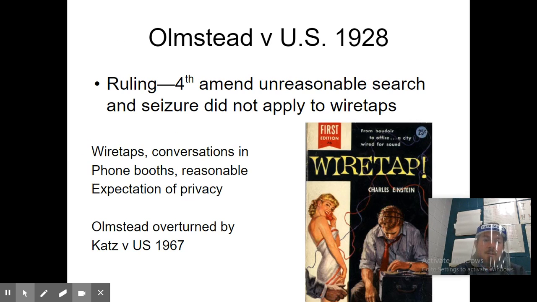Okay, Olmstead versus U.S. This ruling ends up getting overturned later on by another court case in the 60s. But during the 20s, there was something called McCarthyism. That's where we were really scared of communism and scared of people being communist. So the court made a ruling saying that the Fourth Amendment protection against unreasonable search and seizure did not apply to wiretaps. So people could listen to what people were saying on the phone, and that was considered okay by this court case.